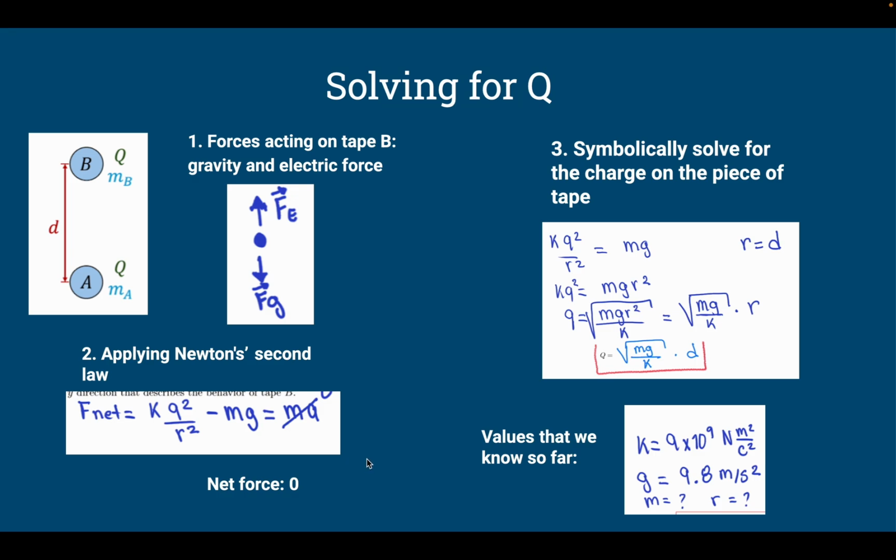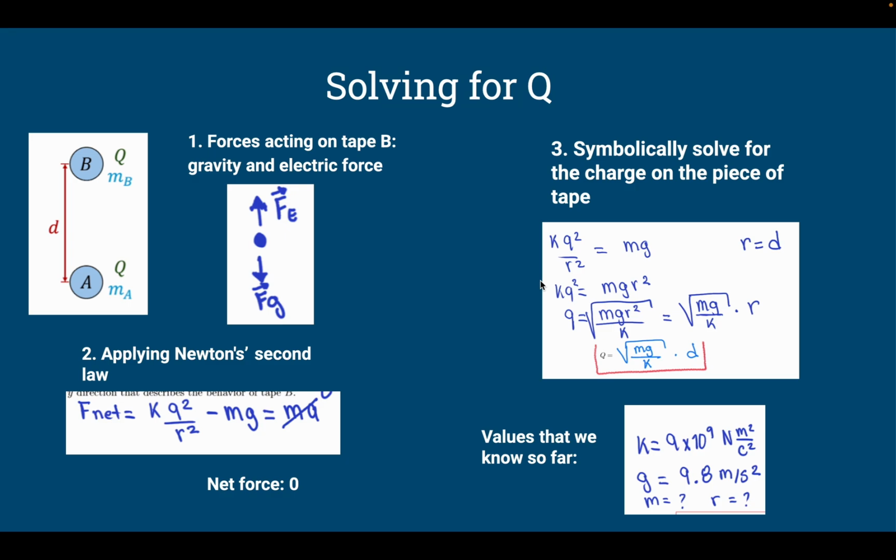Applying Newton's second law, we equal both forces to mass times acceleration, but the acceleration is actually zero because when tape A moves up, it balances the gravity from tape B. It's like they cancel each other out. Hence, the net force acting on tape B is zero. Since we know it is a positive charge, its electric field will point radially outward.